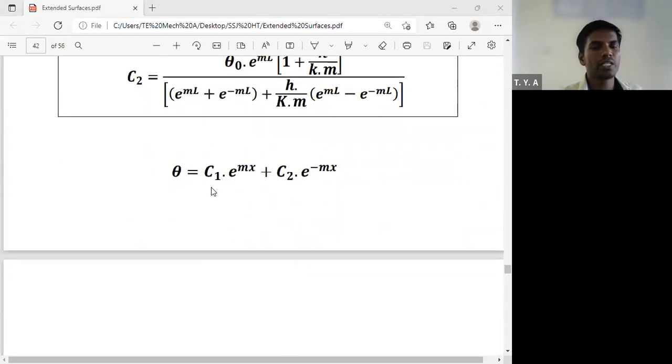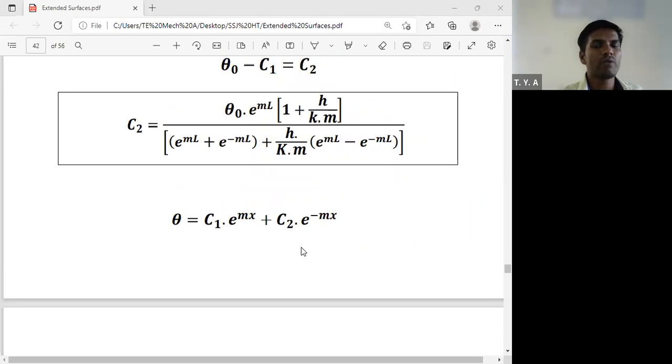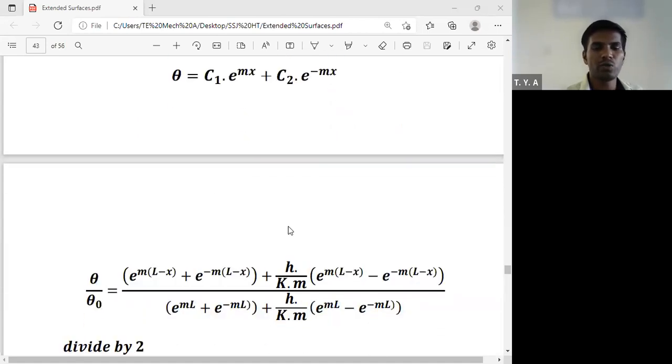Okay, so what is our equation? Theta is equal to C1 e raised to mx plus C2 e raised to minus mx. So in this equation we have to put the values of C1 and C2. या इक्वेशन मध्ये C1 आणि C2 च्या व्हॅल्यूज पुट करा. Theta is equal to C1 e raised to mx plus C2 e raised to minus mx. Okay, so put the values of C1 and C2.